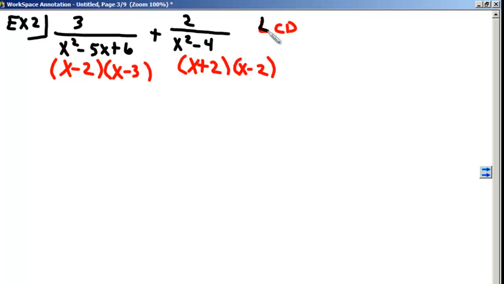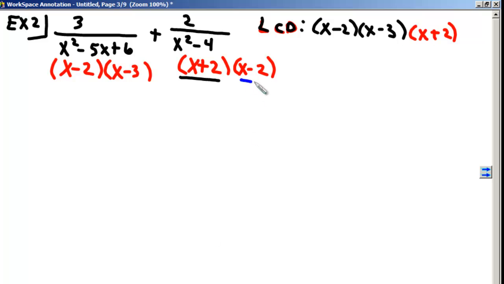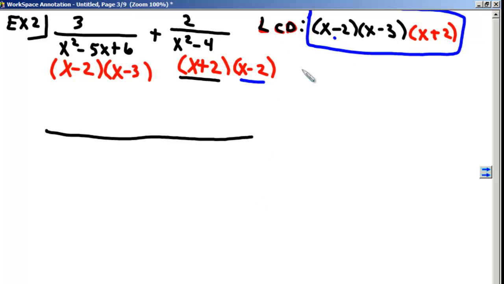To get the LCD, we rewrite the first expression: x minus 2, x minus 3. Looking at the second expression, is there an x plus 2 in this expression? No. So I need to multiply x plus 2 to that expression. Then I go to the second number. Is there an x minus 2 in the expression? And yes, there is. My LCD is x minus 2, x minus 3 times x plus 2.